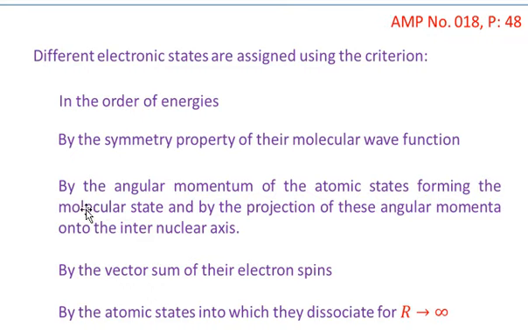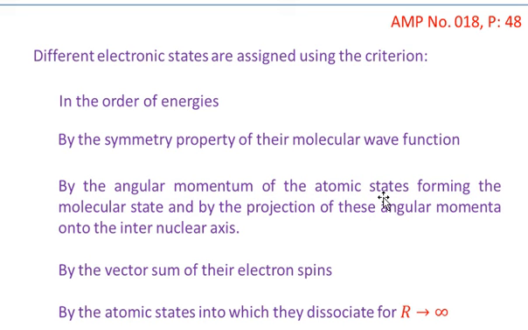The third condition is by the angular momentum of the atomic states forming the molecular state, and by the projection of these angular momenta onto the internuclear axis. So you see that in a molecule there will be different electrons, and each electron will have different angular momentum, corresponding to different atomic states. These atomic states may act as individual quantities, or these orbital angular momenta of different atomic states can also be combined to form the total angular momentum.